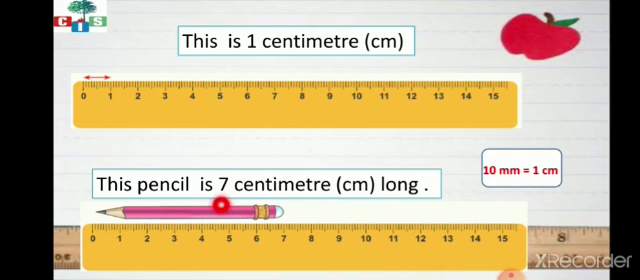Now look here. There is a scale and a pencil. It is starting from 0 and till 7 it is touched, right? So this pencil is 7 centimeter long, right? Remember, 10 millimeter is equal to 1 centimeter. Now let's move to the next slide.